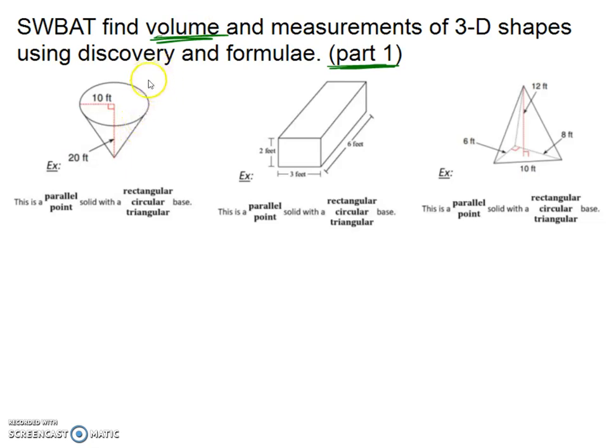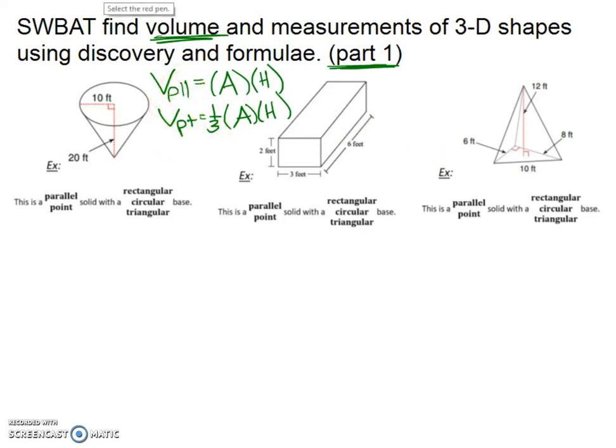You should have written down in your packet that the volume of a parallel solid is equal to the area of the base times the height of the solid. I know it's written a little bit better in your packet. And the volume of a point solid is equal to that same thing with a 1/3 out front. So 1/3 area of the base times the height. All the shapes we're going to be dealing with are going to fall into one of these categories.